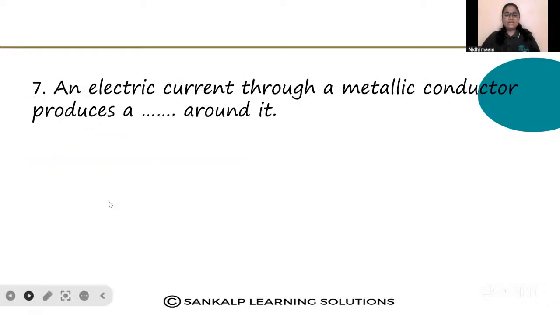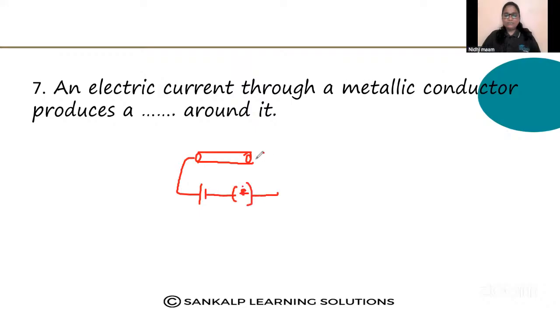Next question. An electric current through a metallic conductor produces dash around it. So one conductor is there, which is a metallic conductor. The electric current has been passed through it. So when electric current has been passed, what does it produce around it? Anyone? Seventh question, you tell me the answer.